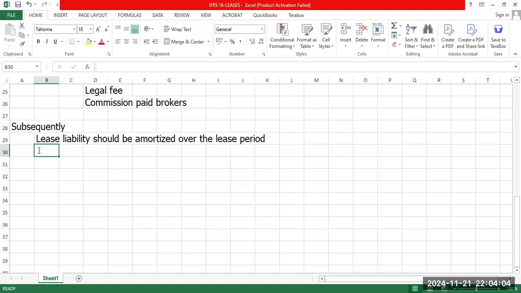Then the right of use asset should be depreciated over, number one. Here we look at two things. Number one, over useful life.